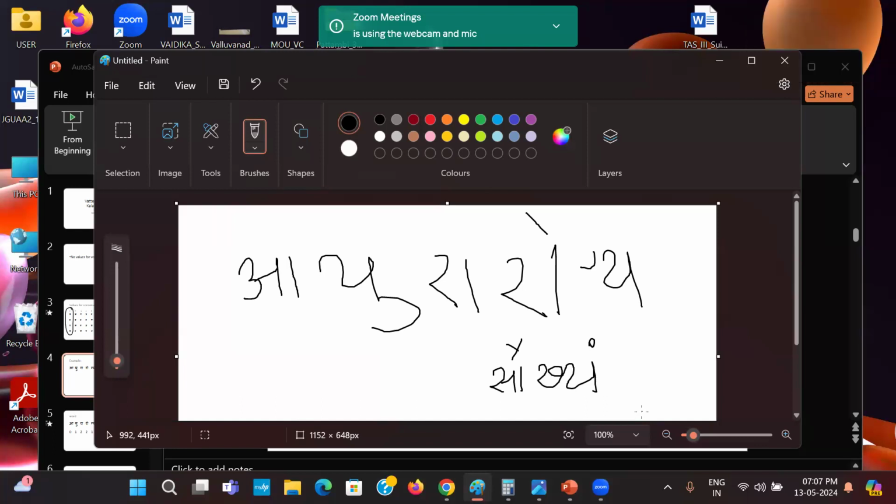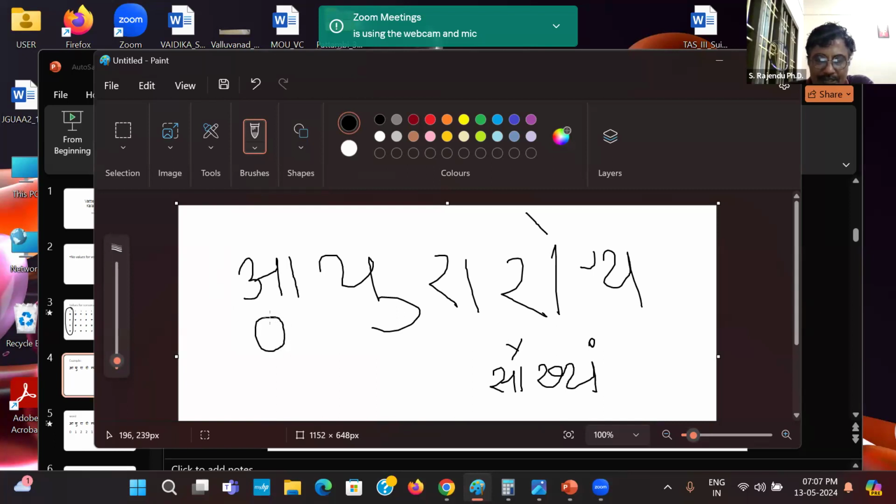Then we can come back to this when we do some problems. Then only you can understand. The vowels have no value, therefore you can take it as 0.